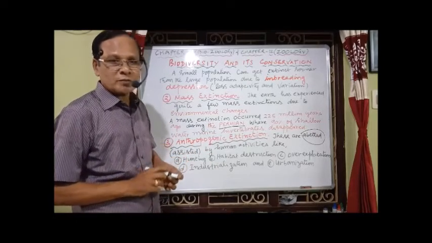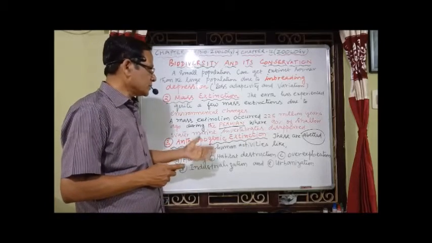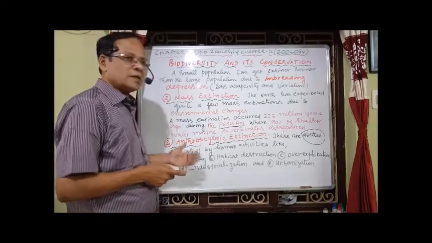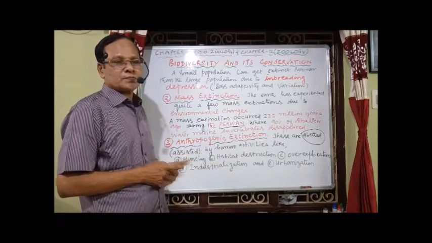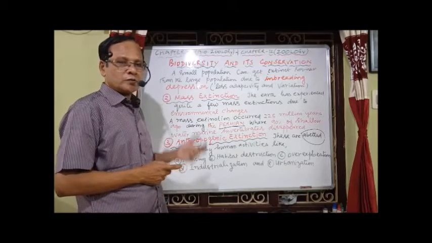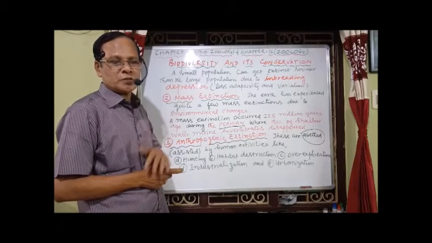This is assisted by human activities like, for example, hunting, habitat destruction, over exploitation of resources, industrialization, urbanization. These are some of the reasons for anthropogenic extinction. We have two examples in the book. One is the dodo bird, the passenger pigeon.